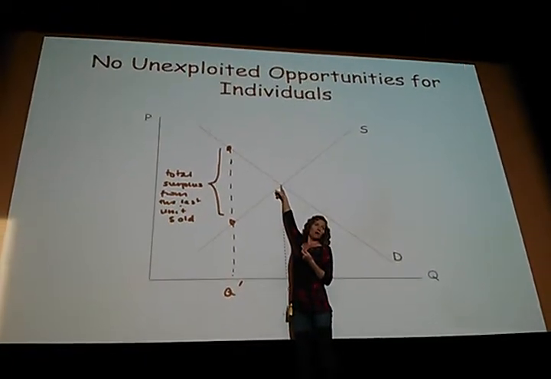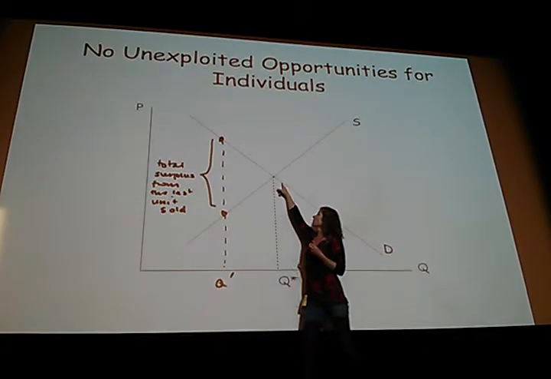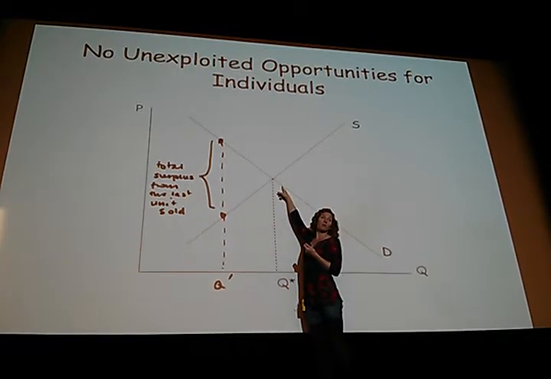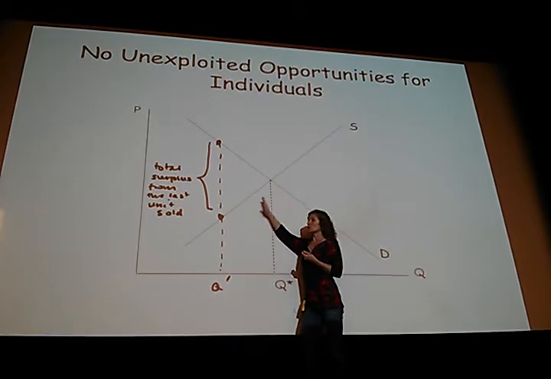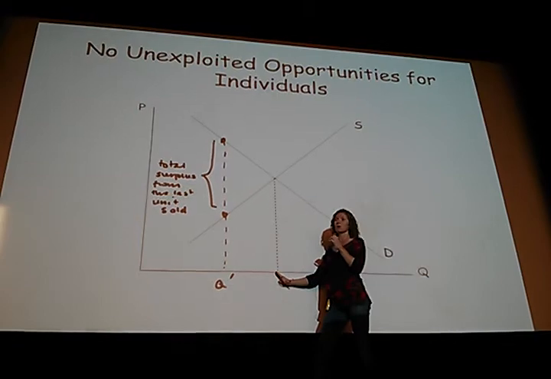And then after that, there's no more surplus. We've taken advantage of all the surplus that there is. In fact, if we go any further, our surplus is going to start to be negative, because the difference between the buyer's reservation price and the seller's reservation price is going to be negative. So this is the sense in which the equilibrium leaves no unexploited opportunities.